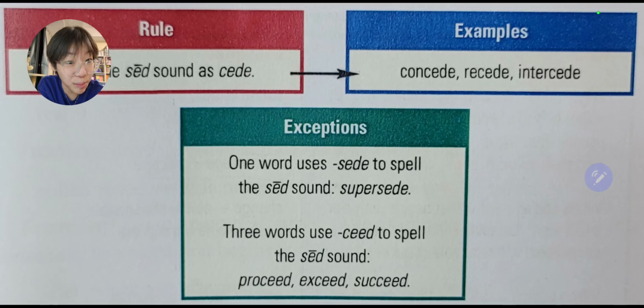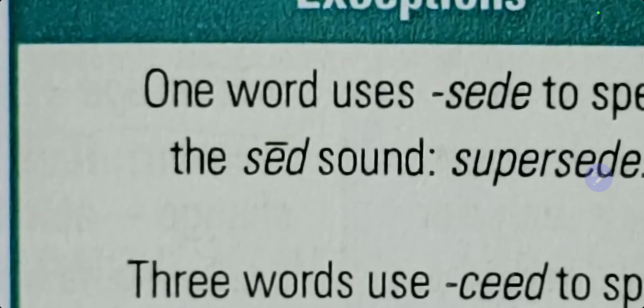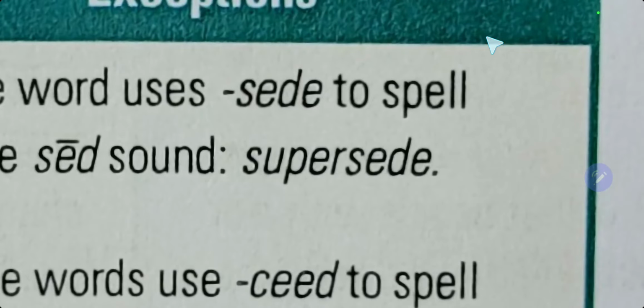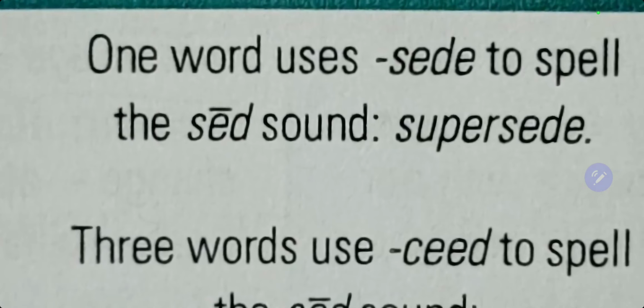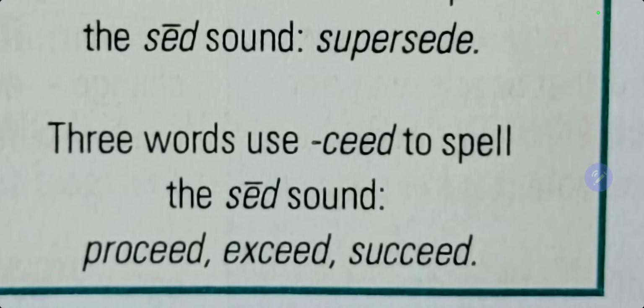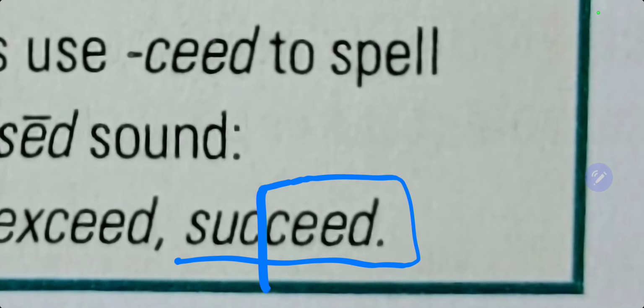There are a few exceptions to this. One word uses SEDE to spell the seed sound, and you still pronounce the end part as seed: supersede. And three words use CEED to spell the seed sound: proceed, exceed, and succeed.